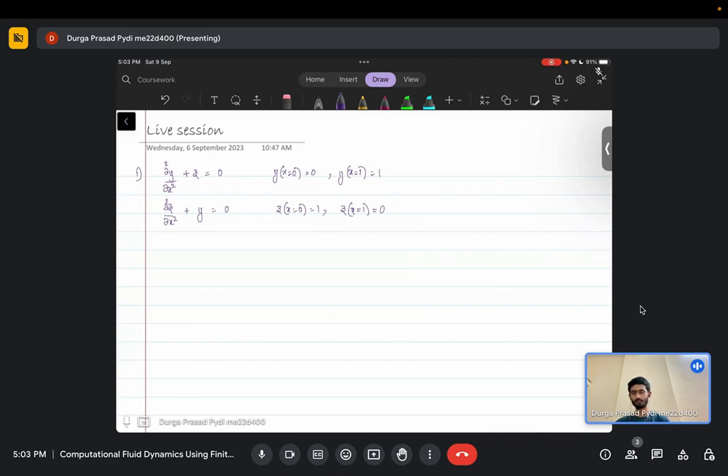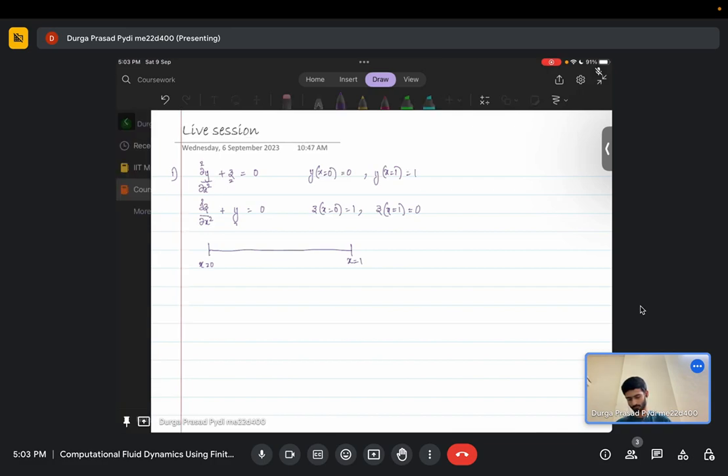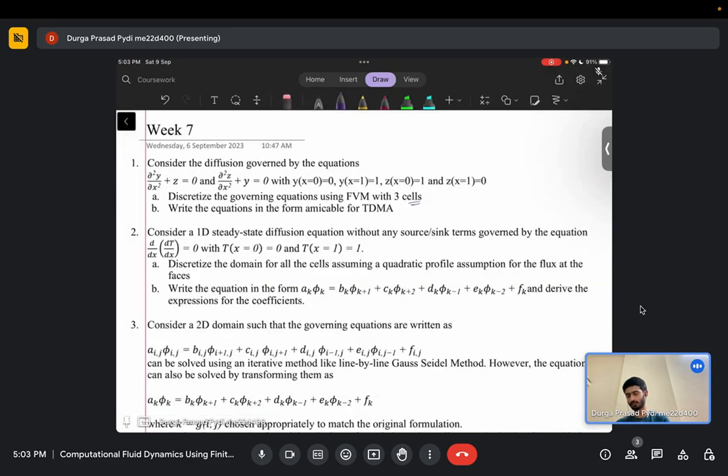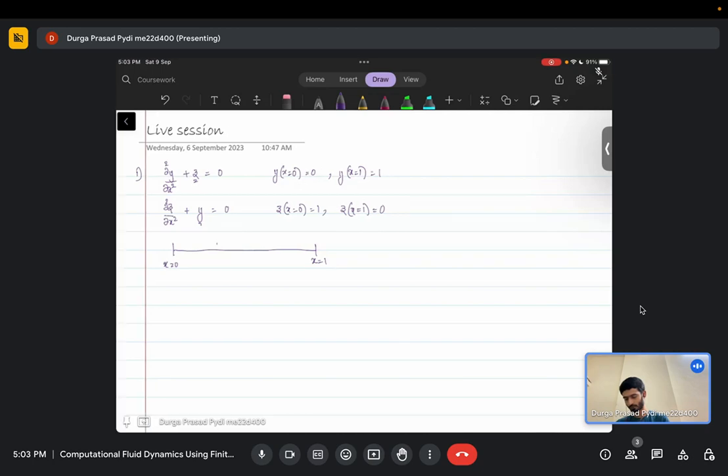So it's a straightforward equation. You have a 1D diffusion equation, and this will be constituting your source term. You have your domain x equal to 0 to 1. The question asks you to solve with 3 cells, so we will discretize in 3 cells. We have 1, 2 and 3 cells. So this is cell 0, cell 1 and cell 2.